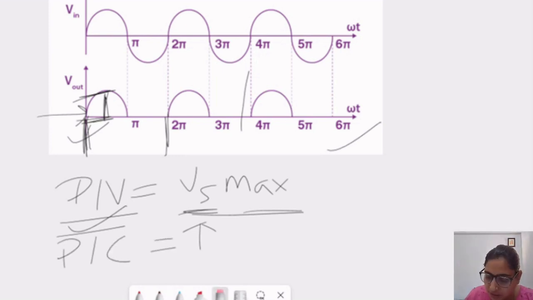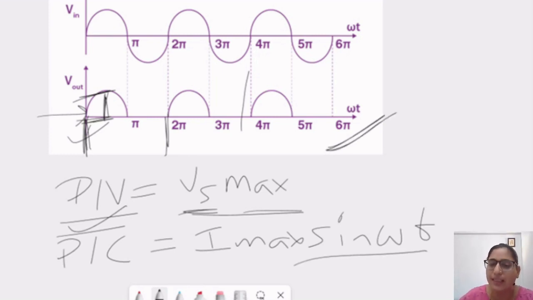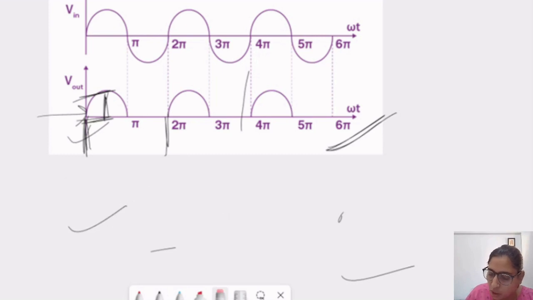The maximum current flowing towards the circuit is the peak inverse current. So peak inverse current is nothing but I max sine omega t. Here we are using the term sine omega t because the output, even though it is rectified, is still a pulsating DC. We know that the negative half is removed, so there are two ranges of the output.